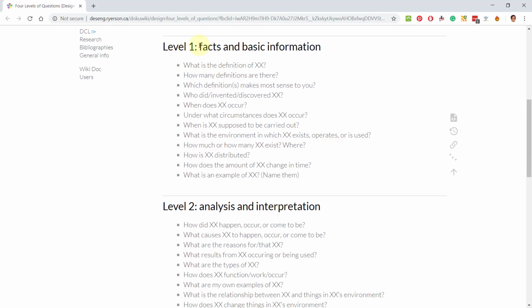Level 1 provides facts and basic information. So I'd say try not to have more than 6 of these, because if it's just this, then it might be a little bit narrow. So these are the kind of questions that fall under level 1. What's the definition? Who invented or discovered, or when does something occur? That kind of thing.